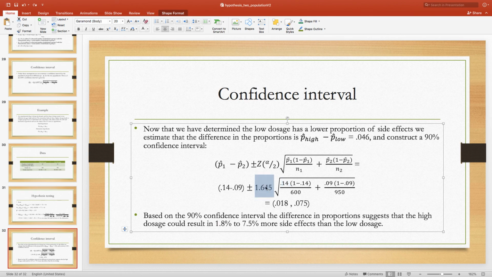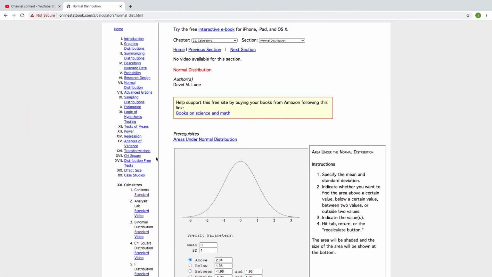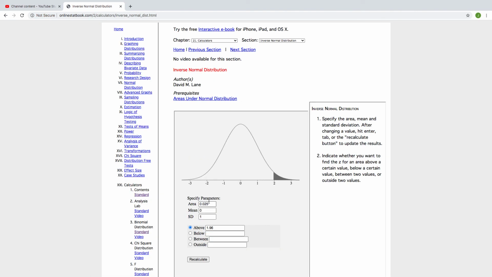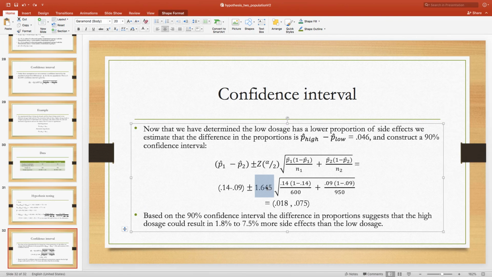That came from the Z distribution. I want a 90% confidence interval, so let me go to the calculator for the inverse normal distribution. Okay, I want a 90% confidence interval, so that means 1 minus alpha needs to be 90%. Alpha is 10%, and so alpha over 2 is 5%. So 0.05, okay, is the area in the right tail, and I get this number, 1.645. That happens to be exactly the number I used. Okay, so Z alpha comes from that calculator.